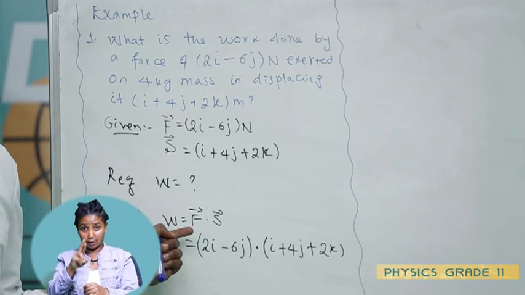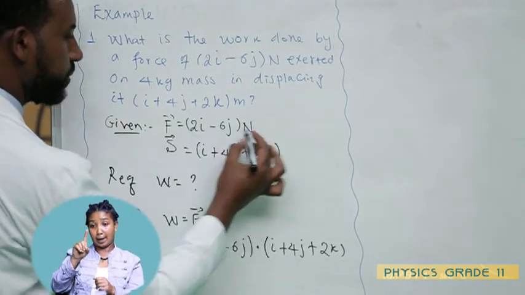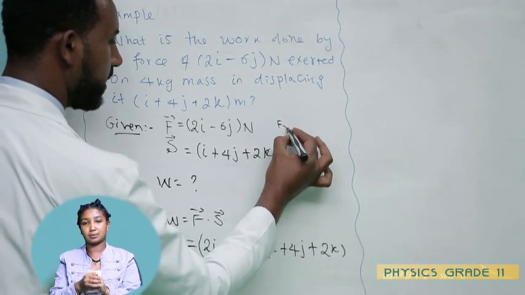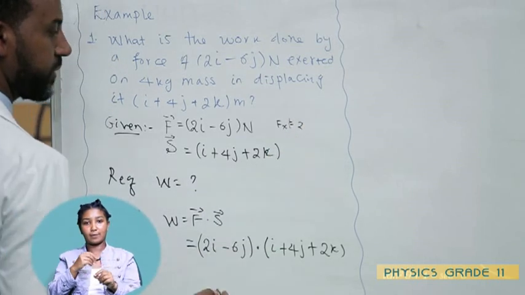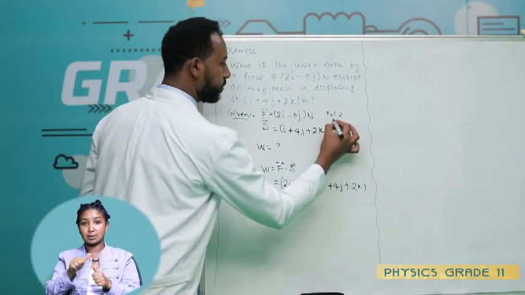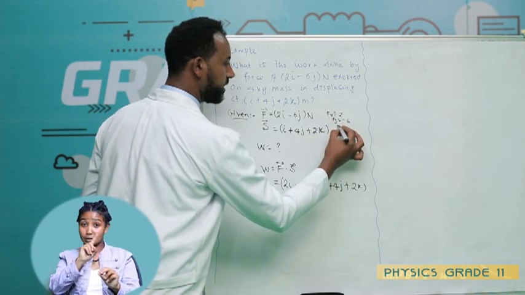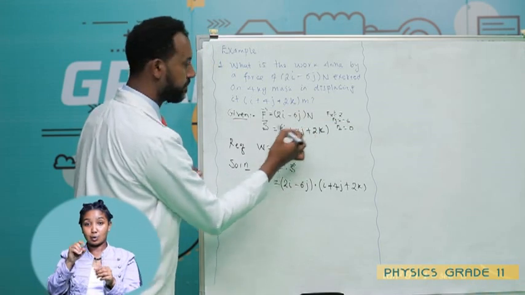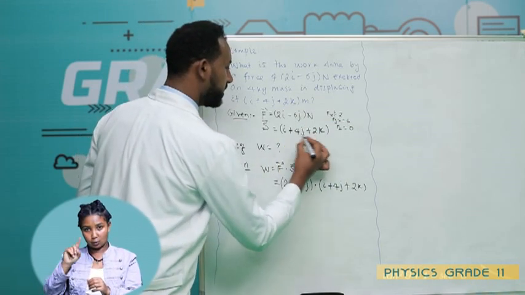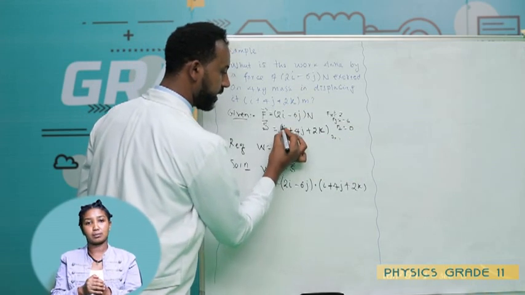What are the components of the force? The components of the force are: 2 in the x direction, so Fx is 2. In the y direction, the force component is minus 6, and the z component is 0. There is no z component here. Whereas the displacement component sx is 1. Here we have only 1.